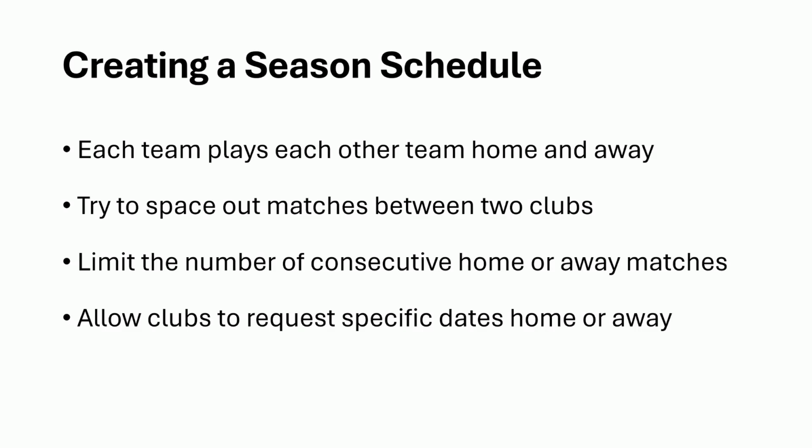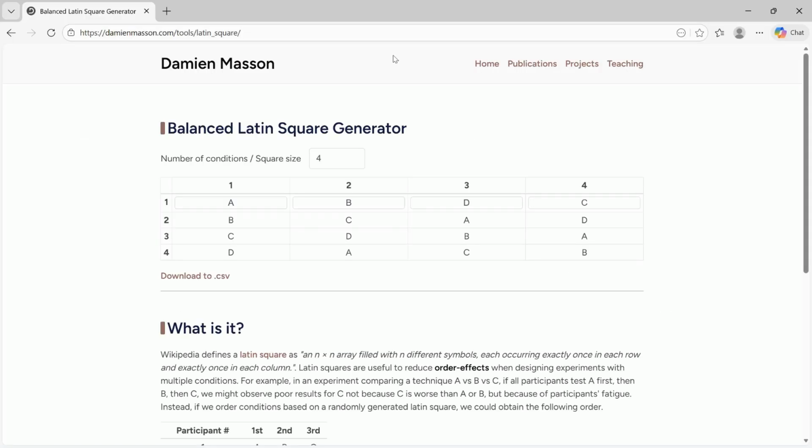There are many ways to do it, but I found one that actually doesn't require a lot of work. But for this, I will need to go to an external website. When I was thinking about how to approach this problem, I thought of what's called a Latin square. If I scroll down on this website, which was created by Professor Damien Masson from the University of Montreal, then I see that he created something called a balanced Latin square generator.